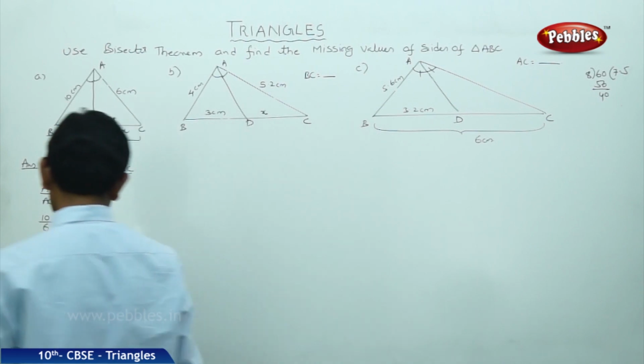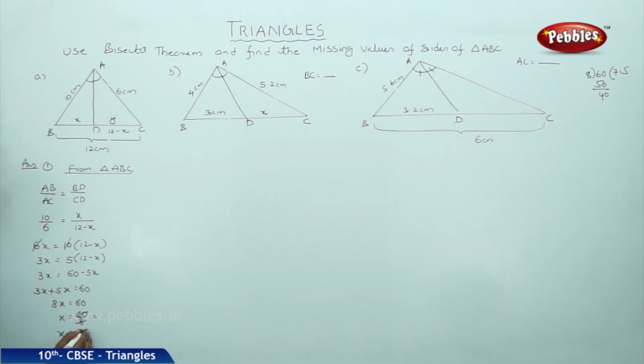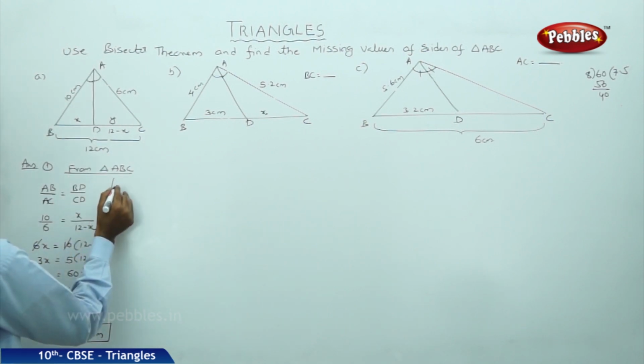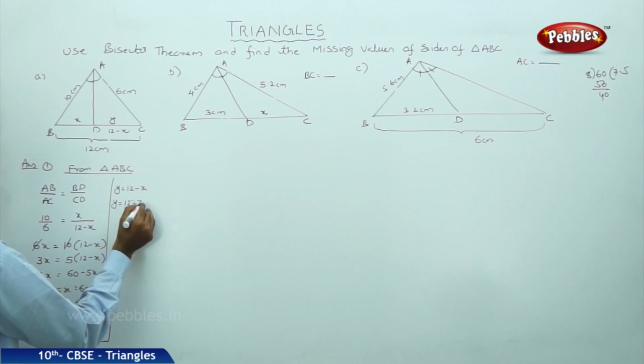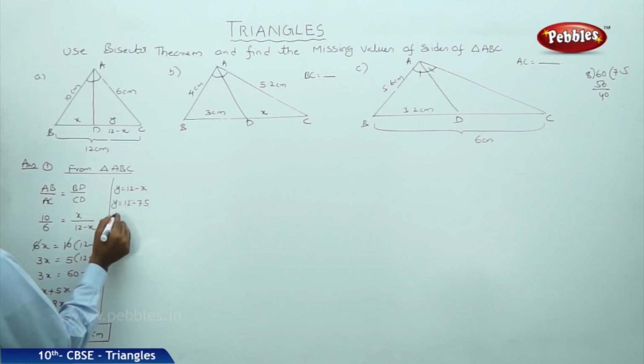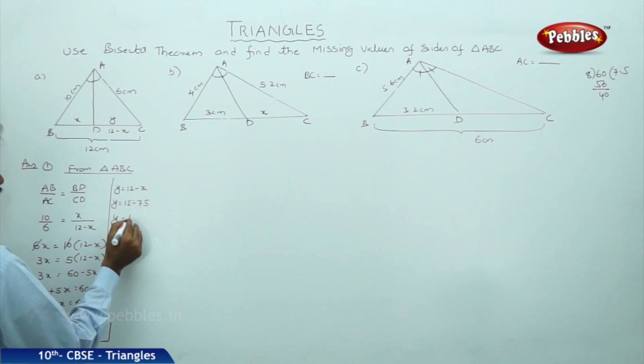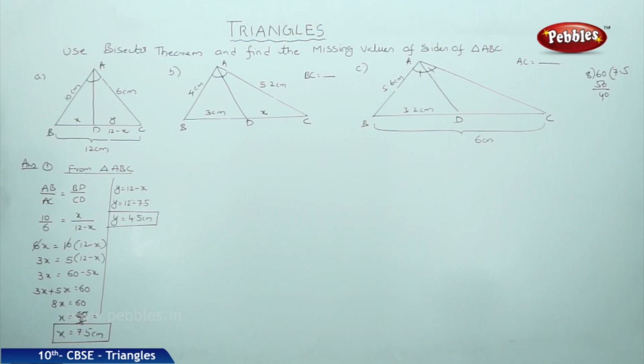That is, x is equal to 7.5 centimeters. Now we have to find the value of y, that is y is equal to 12 minus x. Y is equal to 12 minus 7.5, that is y is equal to 4.5 centimeters. Therefore the value of x is 7.5 and the value of y is 4.5 from the first question.